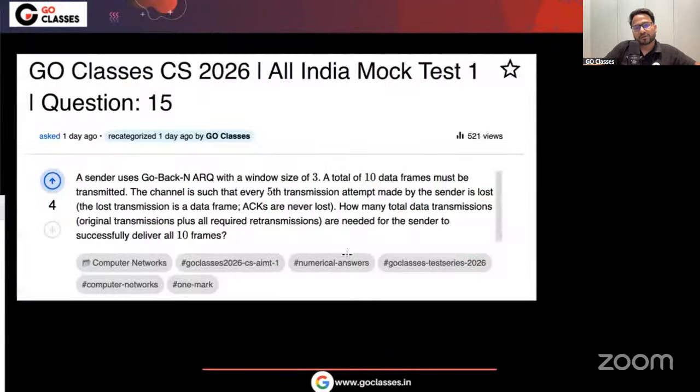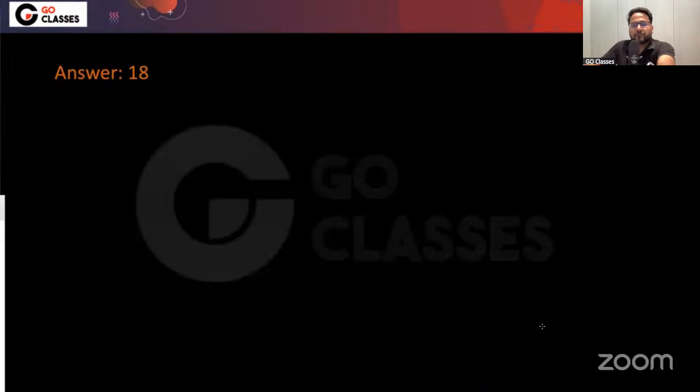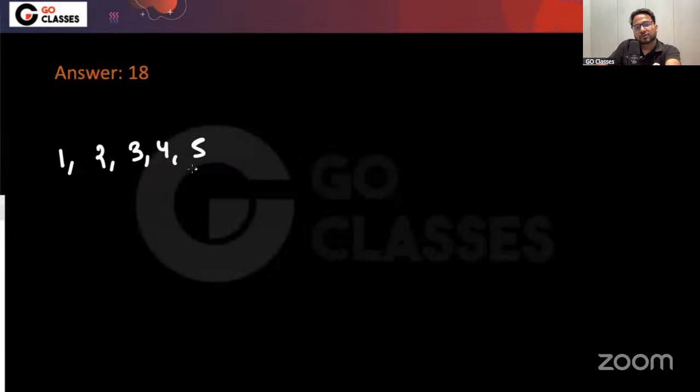Now let's see this question. In this question, they are saying that every fifth transmission is lost. Maybe I can take a fresh page. See here, they are saying in Go-Back-N that every fifth transmission is lost. So 4, 5, and the size of the window is also given to be 3. So this is lost basically.